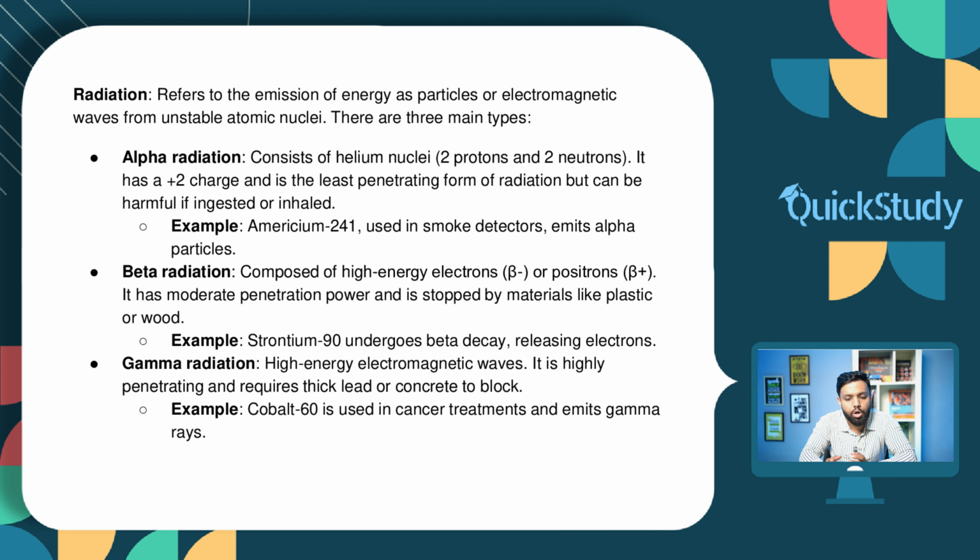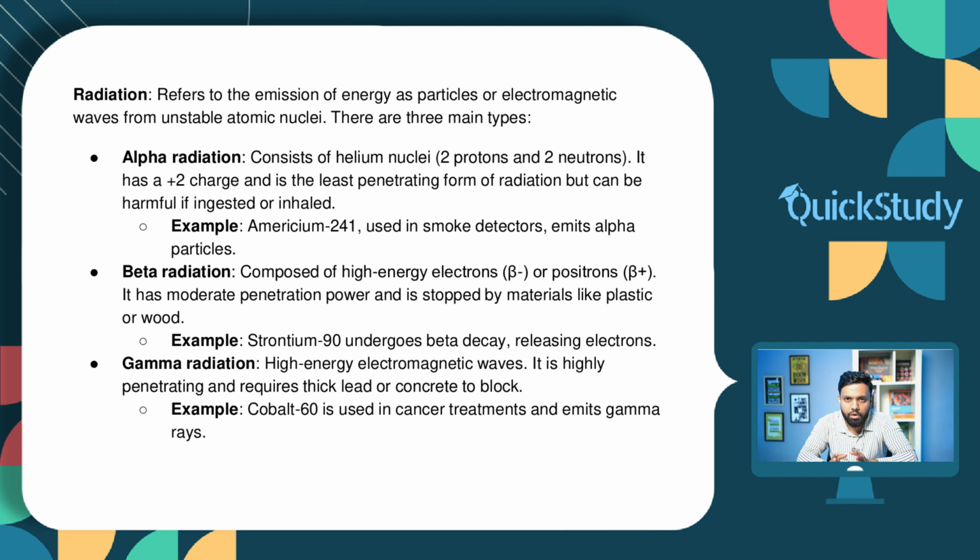Beta radiation is composed of high energy electrons, or positrons in other words. It has a moderate penetration power and is stopped by materials like plastic or wood. So it would not go through plastic or anything made of wood. For example, strontium-90 undergoes decay releasing electrons.